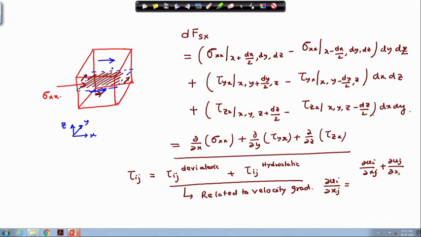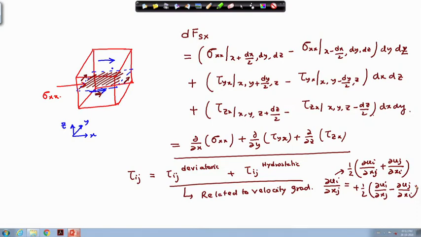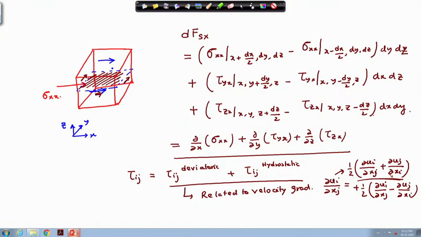All you do is just add and subtract half del u j del x i. So, you can see the first term is related to angular deformation, the second term is related to rotation. We understand that rotation does not cause any shear stress, so angular deformation causes the shear stresses. So, the deviatoric component is related to angular deformation, right.